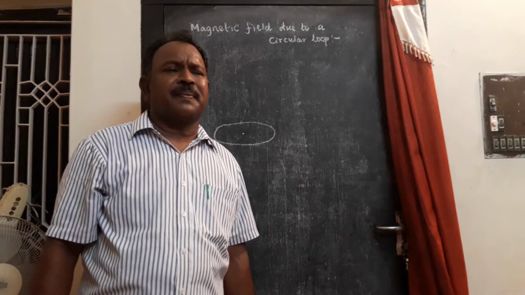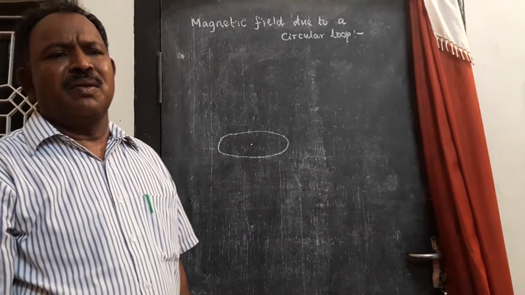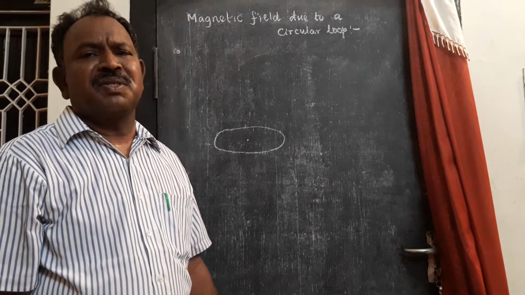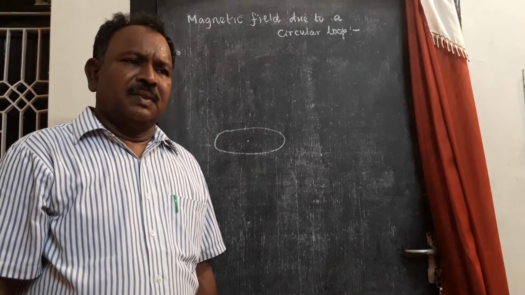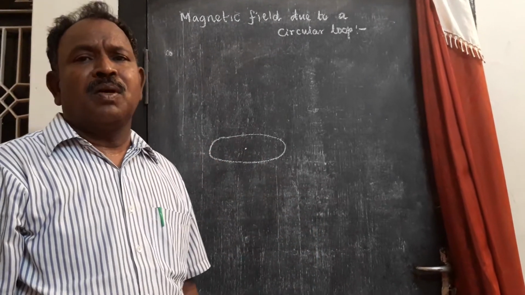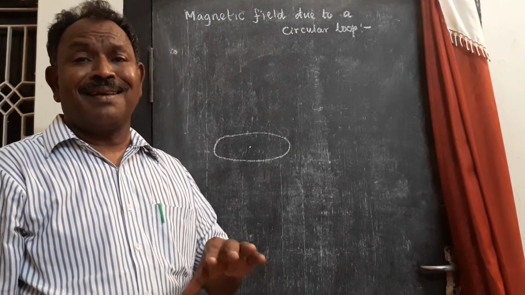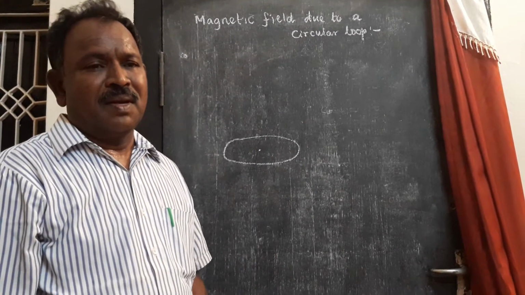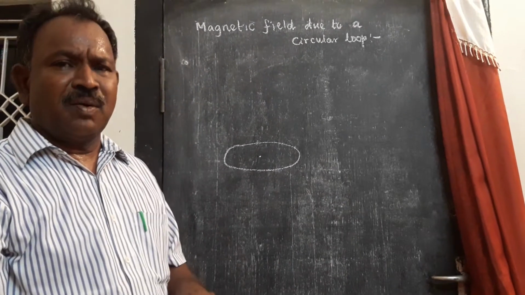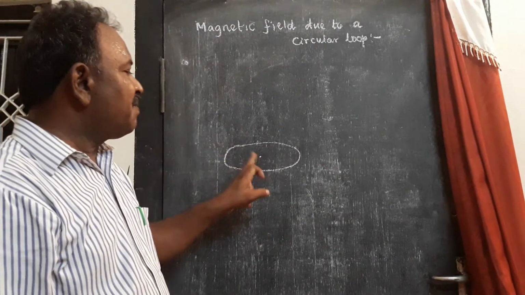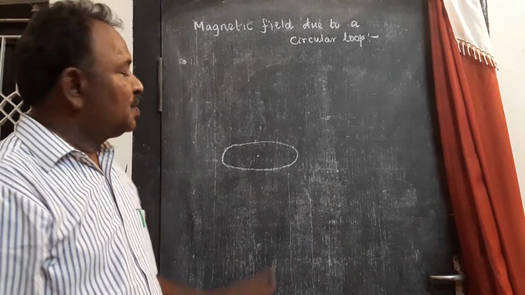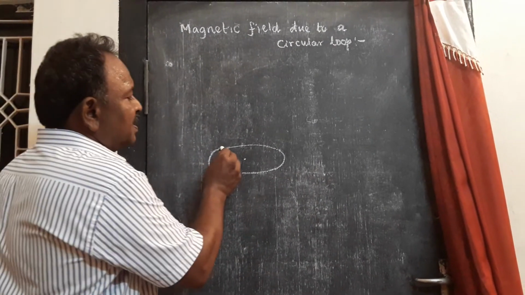Good morning, students. Today we are going to see the continuation of the application of Biot-Savart's law. Last class we applied Biot-Savart's law to determine the magnetic field due to a current carrying conductor. Now, the second application of Biot-Savart's law is to find the magnetic field due to a current carrying loop.